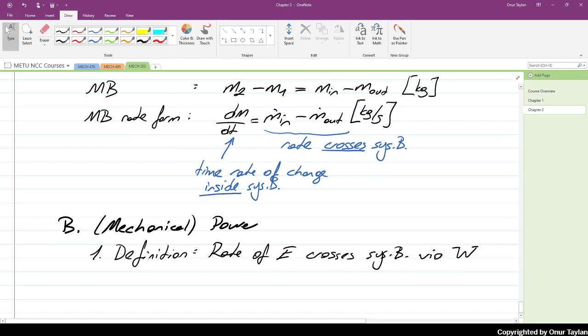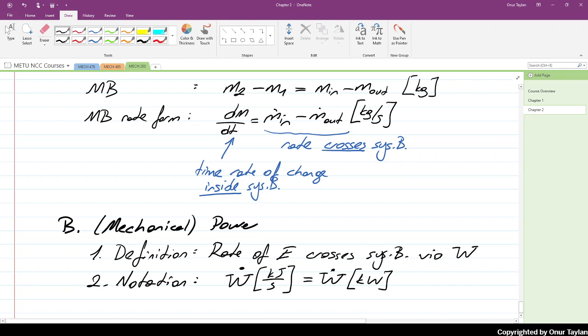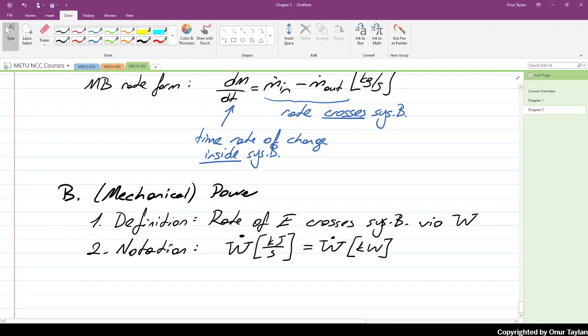The notation is W with a dot at the top, W dot. The unit is kilojoules per second, which is kilowatts, or joules per second, which is watts. And the way that you can convert one to another, so energy is nothing but the time integral of the power from time 1 to time 2.